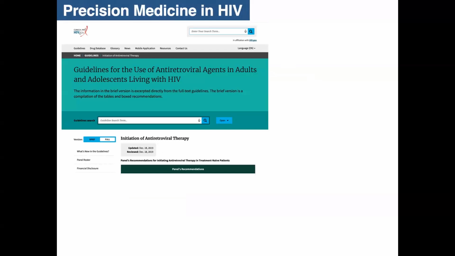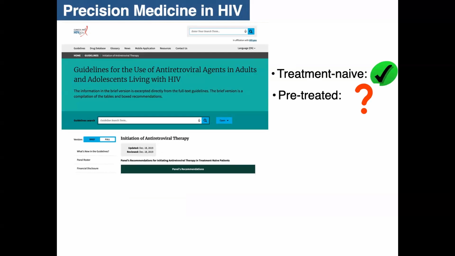Okay, so why do we want precision medicine in HIV? Currently there are already guidelines. The DHHS has issued a guideline for treating HIV patients, and a very comprehensive guideline for treatment-naive patients. That means if they were just newly diagnosed with HIV and never used HIV drugs before, the clinicians usually follow the guidelines on how to initiate their treatment regimen.